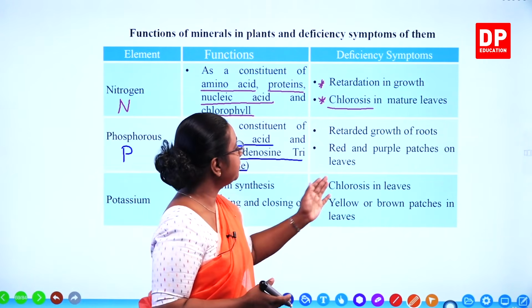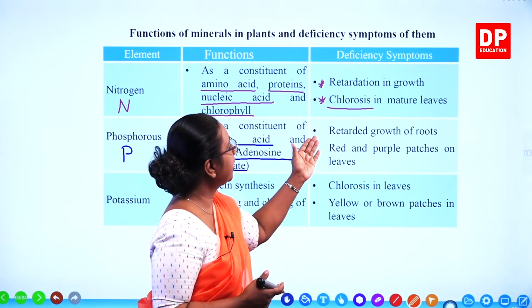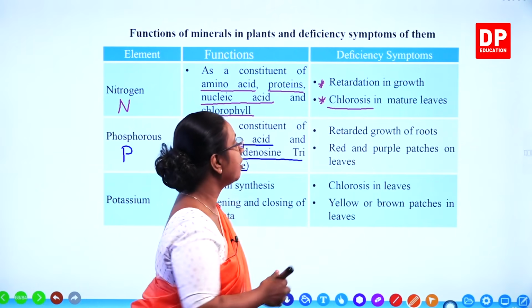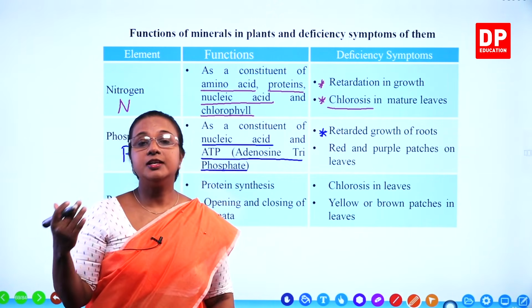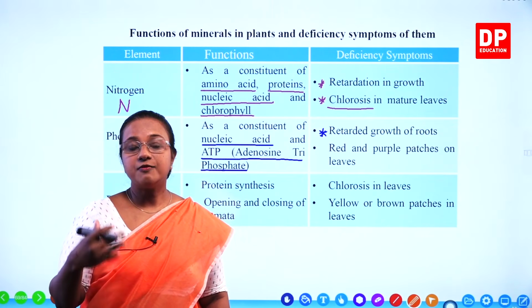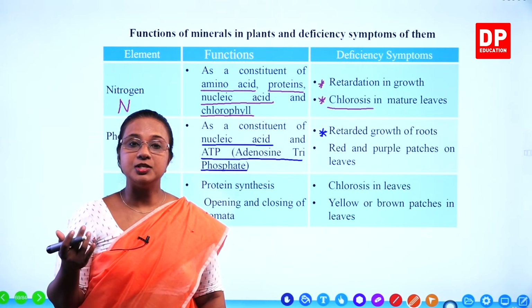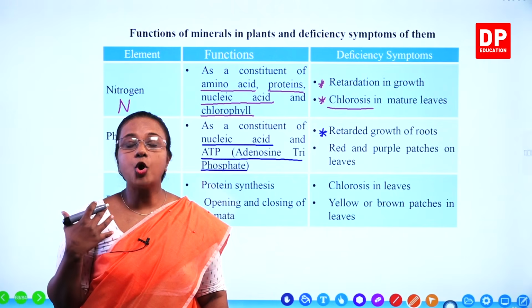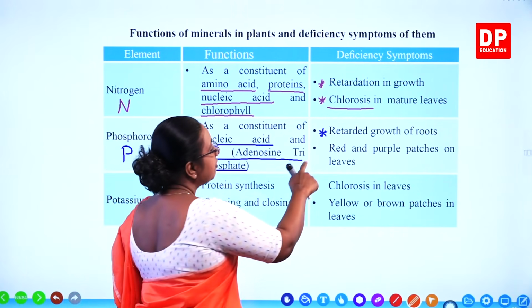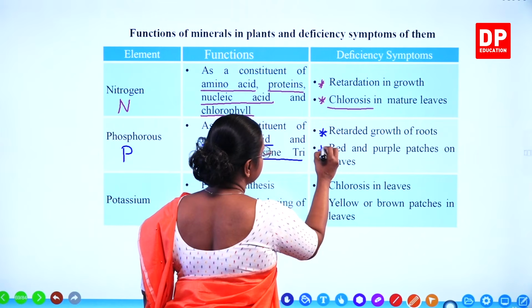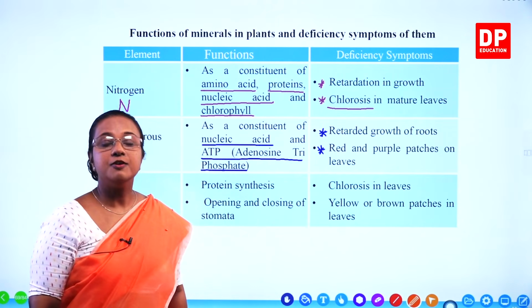Then, due to the deficiency of phosphorus, we can see retarded growth of roots. The root will not grow properly. Therefore, the plant will be unable to absorb enough water and nutrients for its function. And red and purple color patches on leaves will be visible.